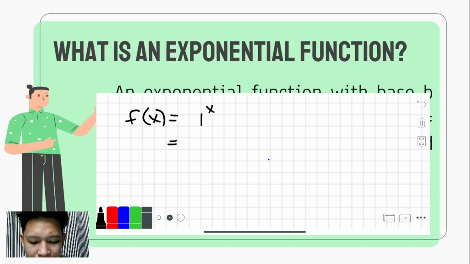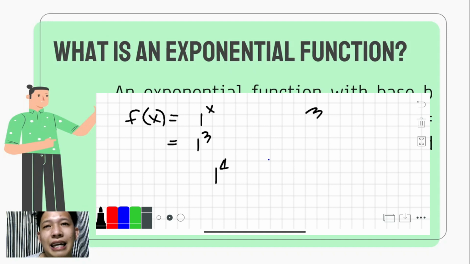Let's say, for example, the value of x is 3. So that would be 1 raised to 3, and 1 raised to 3 is still 1. Okay? Even if we make it 1 raised to 4, still, 1 comes out. It's 1 times 1 times 1 times 1. It's still 1. So, it's just a constant. Okay? Or it is just a line when we graph it. That is why b should not be equal to 1.